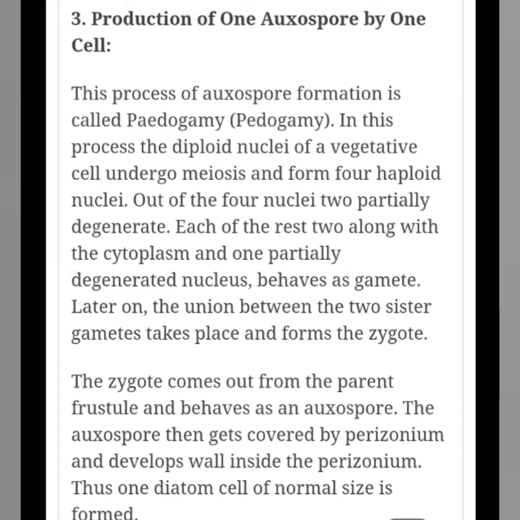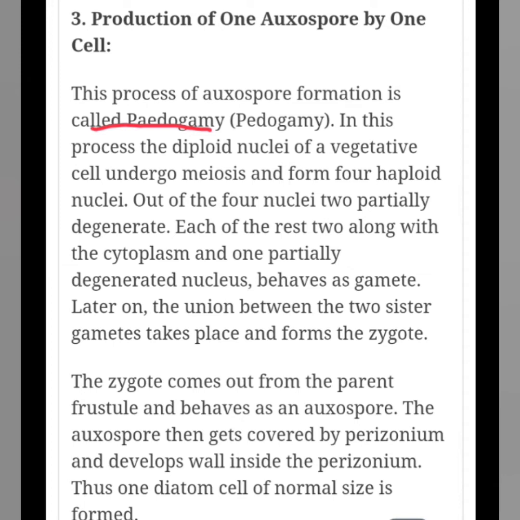All right, so this process of auxospore formation is called paedogamy. So remember, girls, this one they used to ask sometimes. Suppose they ask you in viva, please remember that when only one auxospore is formed by one cell, this formation is known as paedogamy.